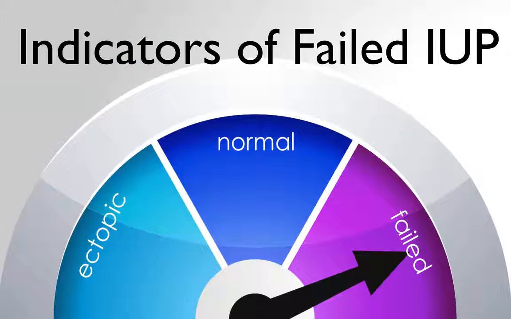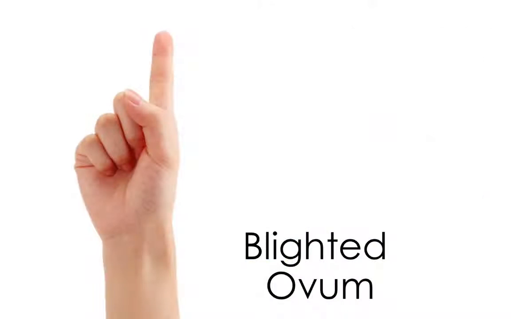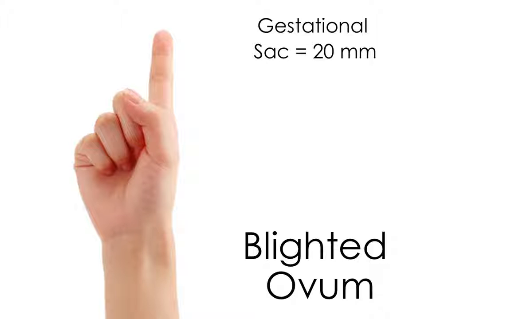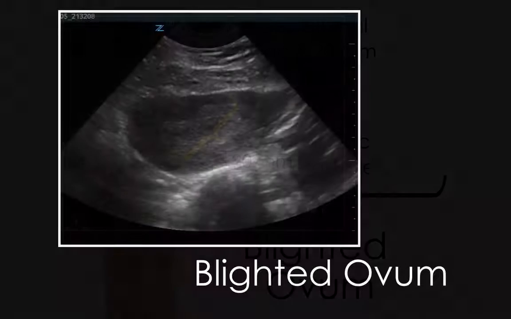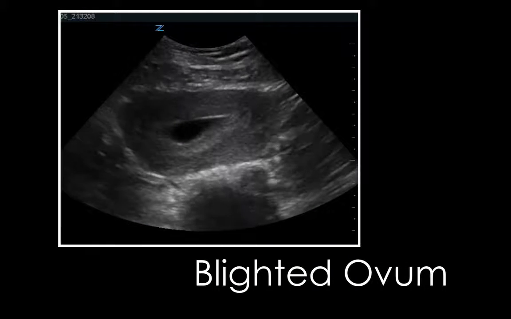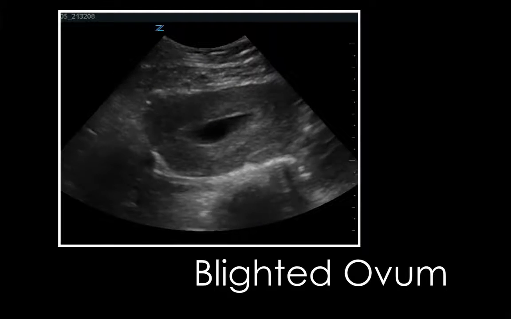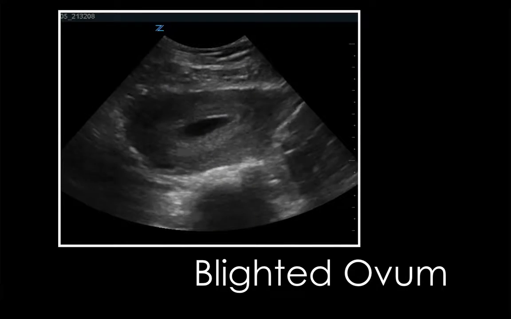Now let's look at 4 ultrasonic indicators of failed intrauterine pregnancy. The first is a blighted ovum. This is seen when the gestational sac by ultrasound is greater than 20 millimeters and there is no evidence of a yolk sac or fetal pole. Here is an example of a blighted ovum by ultrasound. This is not a viable intrauterine pregnancy.